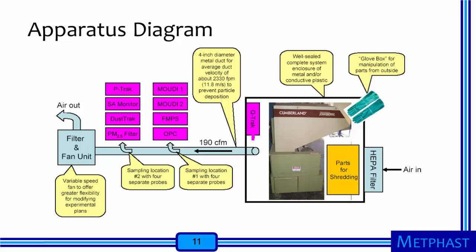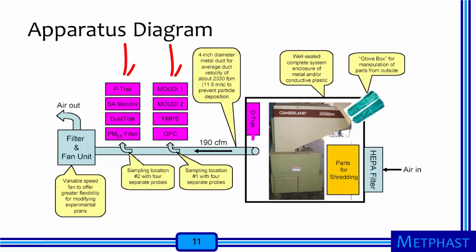This is the diagram of our apparatus. The air was pulled into the enclosure containing the granulator through a HEPA filter by a fan unit. A pair of gloves, like those used in glove boxes, was inserted into the enclosure to allow the test plaques to be picked up and placed into the granulator. We were able to measure the temperature and relative humidity inside the enclosure using an instrument called a Q-track. The air was drawn from the enclosure through our test duct at a rate of 190 cubic feet per minute, or 320 cubic meters per hour.